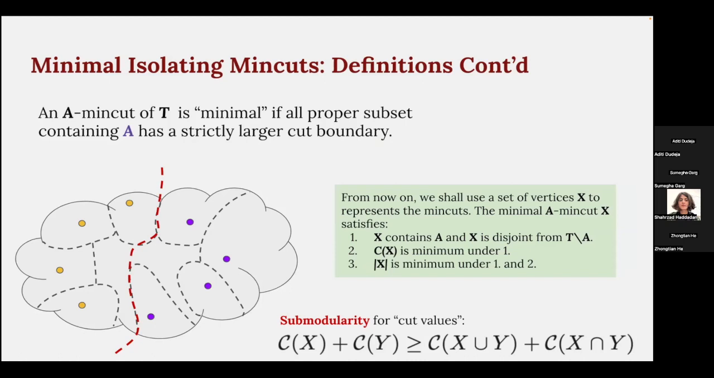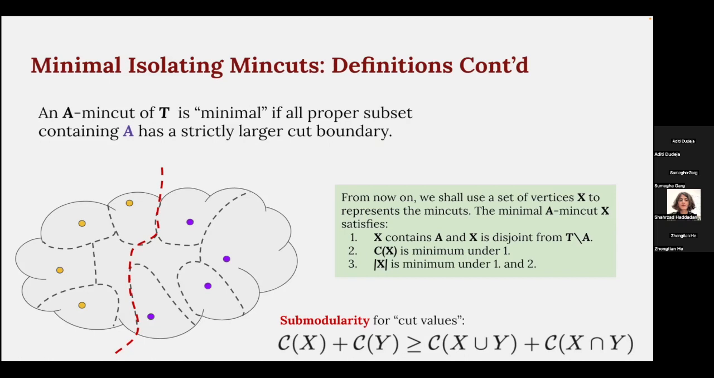X should be a cut of A. It contains A and it is disjoint from T minus A. The weight of the cut is minimized, and based on that, the size of this part is also minimized. So this is the min cut of T. Does anyone have any questions?